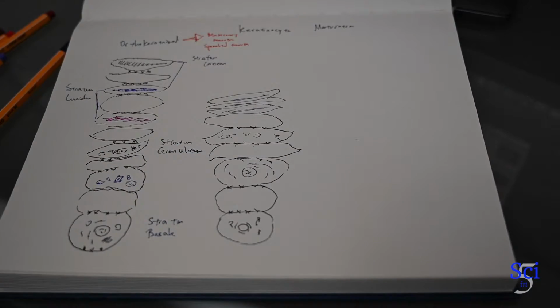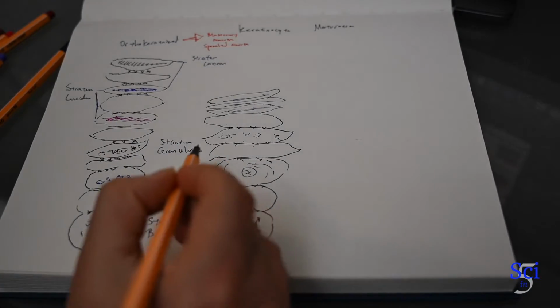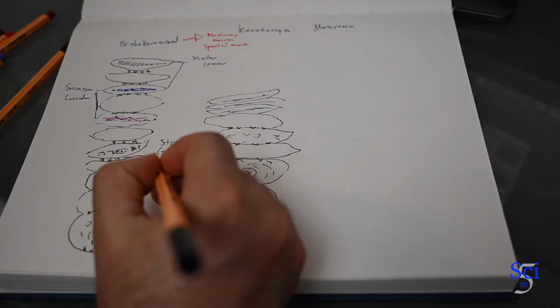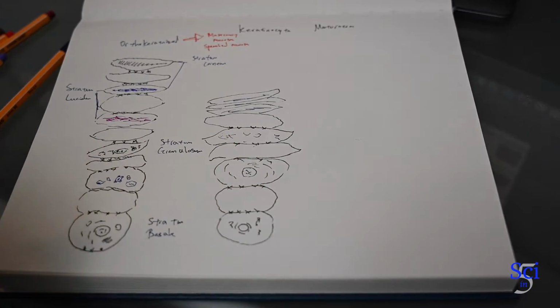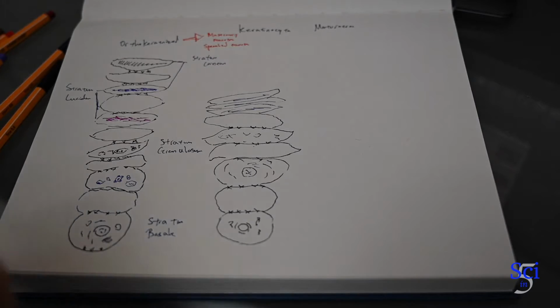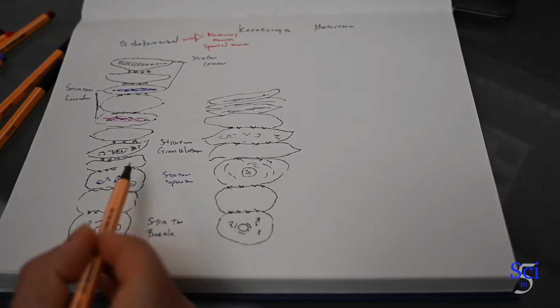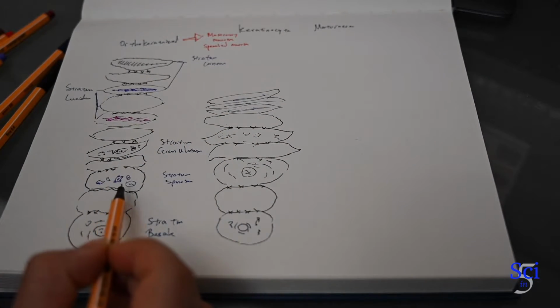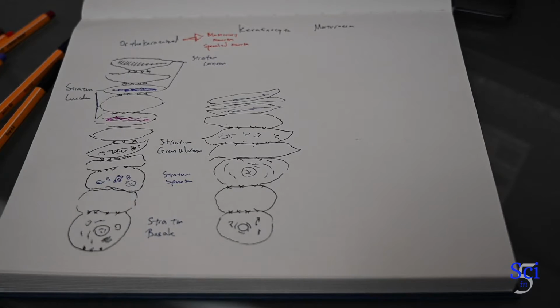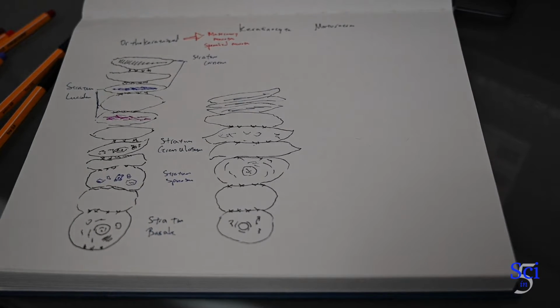Now, one thing that I forgot to mention is that this layer right here is our stratum spinosum. This is where you're going to have the large cells, and your intercellular junctions are going to sit through there. Okay, now let's look at the parakeratinized.